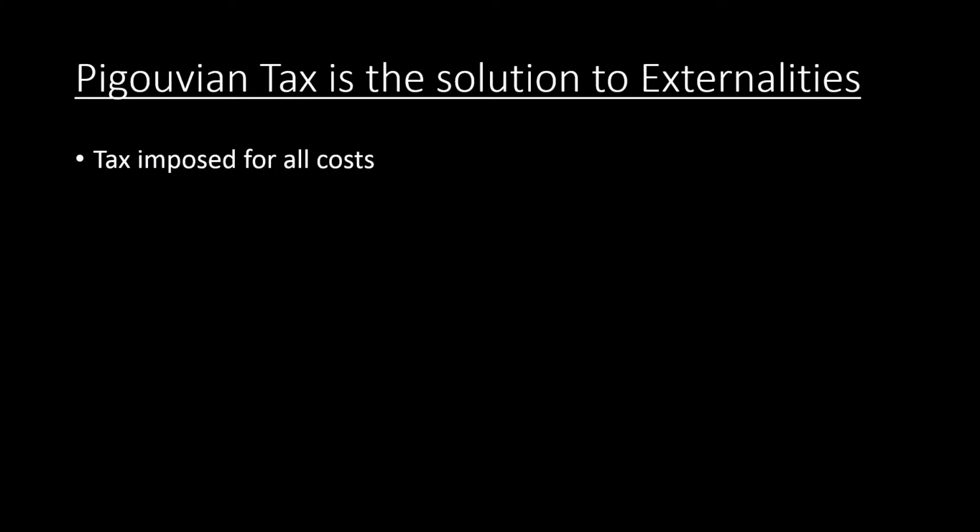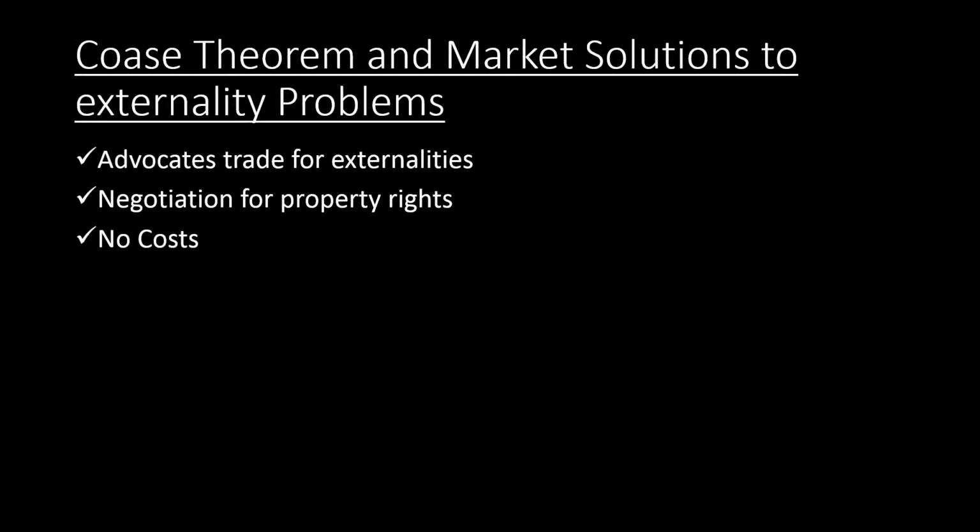The Pigovian tax is the solution to externalities. It is a tax imposed for all costs, the Pigovian tax. Coase's theorem and the market solution for externality problems. It advocates trade for externalities, no costs, and negotiation for property rights, in which sections or places in which fish are caught could be negotiated over and reach a sufficient agreement with no costs involved.